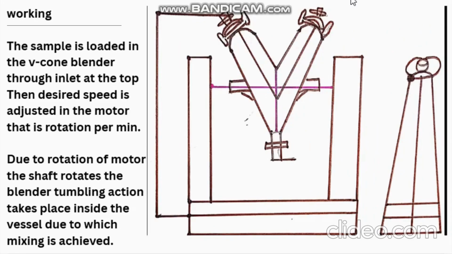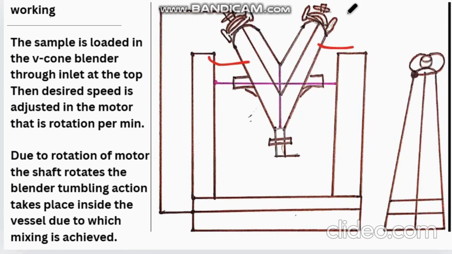Working of V-cone blender. The sample is loaded in the V-cone blender through the inlet at the top. In the diagram we can see there are two inlets through which we can load the sample. Then the desired speed is adjusted in the motor to achieve the rotations per minute. The central shaft is connected to the motor, which is not shown here.